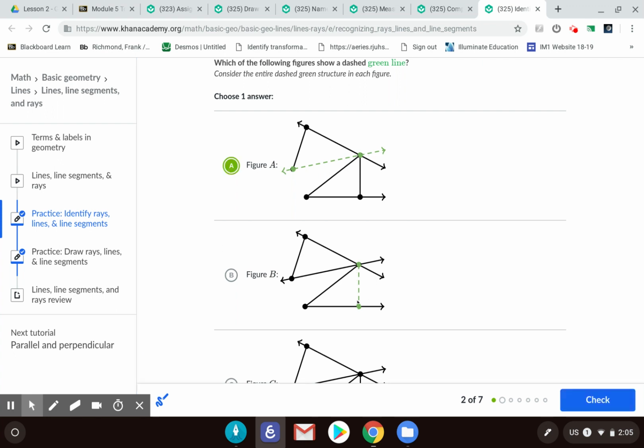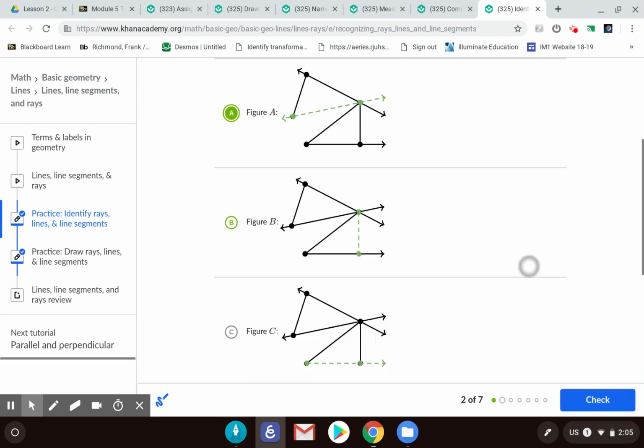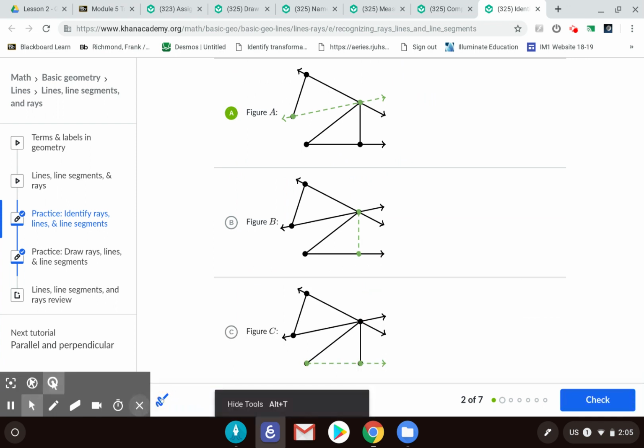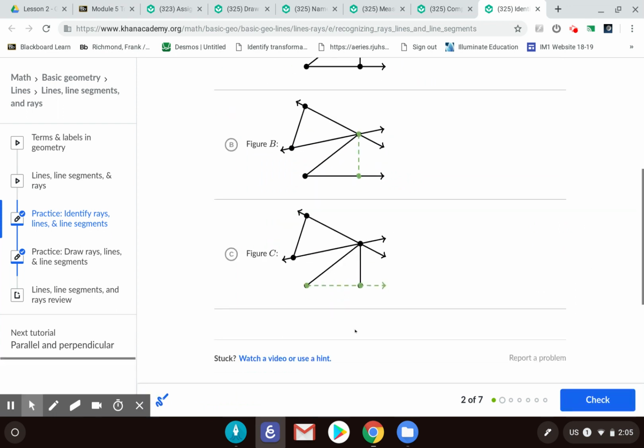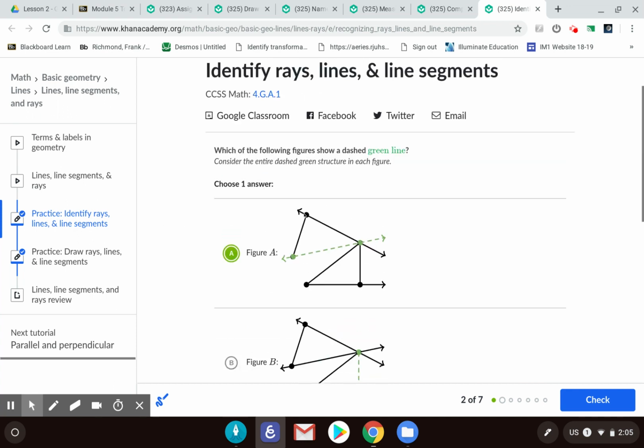So that is a line. This one has 2 points, but it ends at each point. So this is actually a segment. So it's not B, and it's definitely not this one. That one's a segment. And then for C, we have an endpoint, and then it goes in one direction. So this is a ray. So in this case, figure A is the only line.